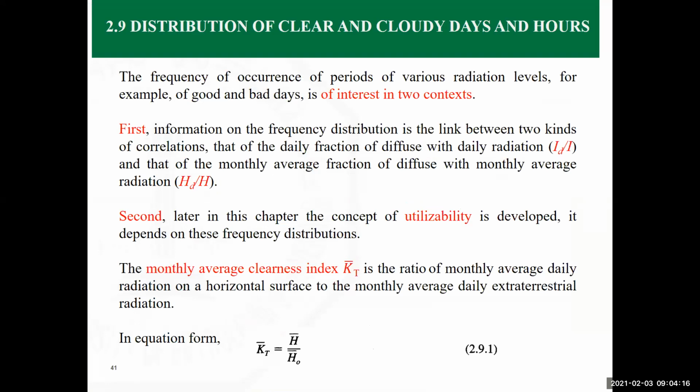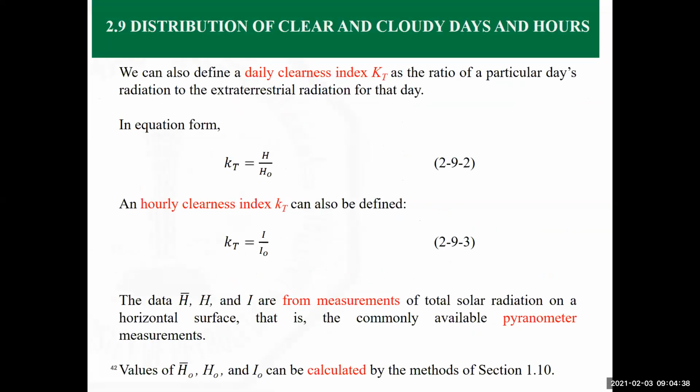The clearness index, KT, is again defined as H over H naught. H naught again is the extraterrestrial radiation. The information that we are given here can be given as H over H naught, or it can be given as I over I naught. The same kind of concept or meaning applies here. So it can be given as instantaneous, or over an integrated period of time. So the value of I over I naught can be given here, and the integration can be over an hour or over a month, as you can see.